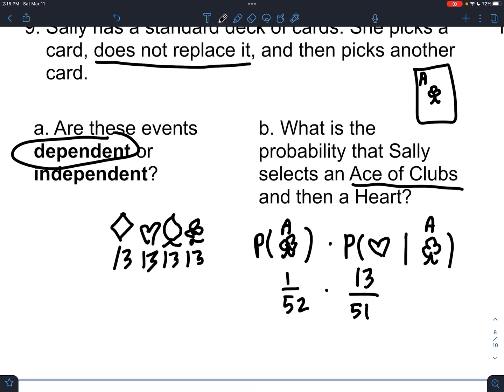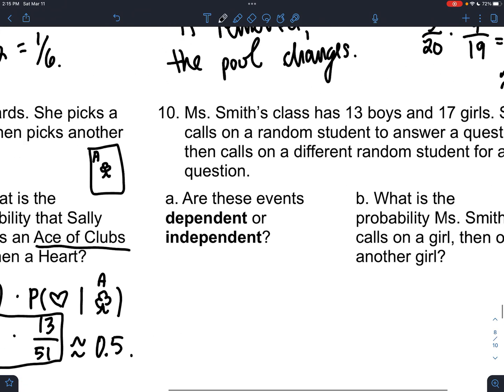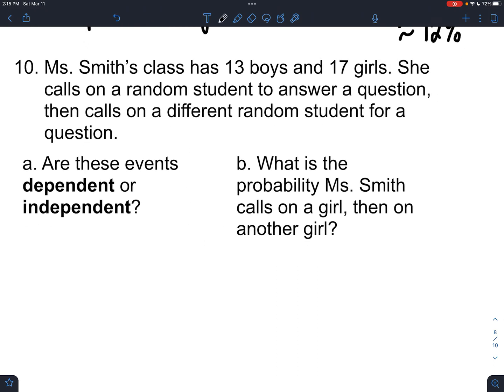So when you take out a club, the ace of clubs, you still have 13 hearts, right? So this would be the answer, okay? And this boils down to around 0.5%. Okay, but you would multiply these together.